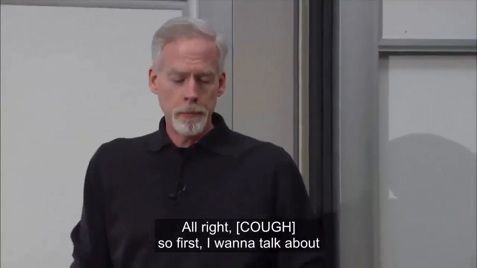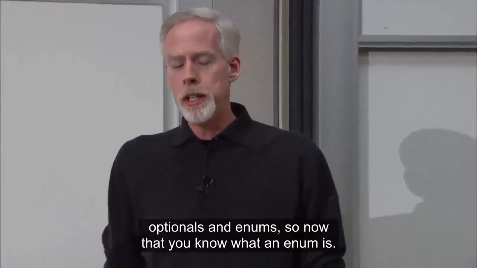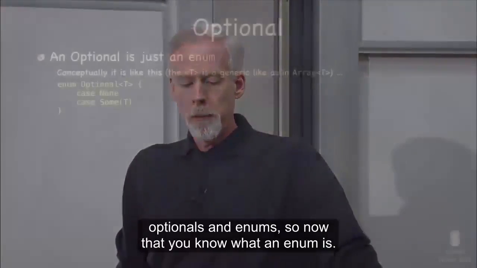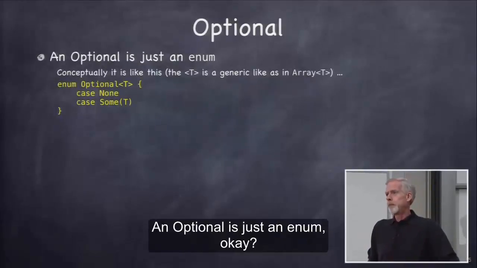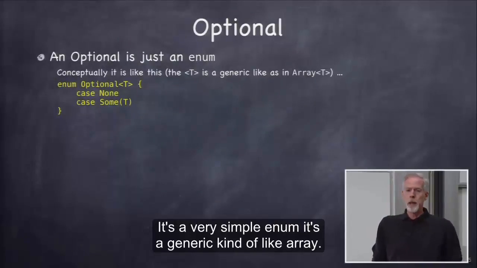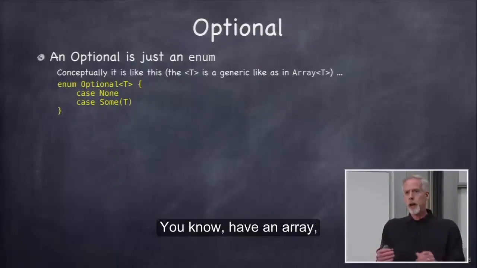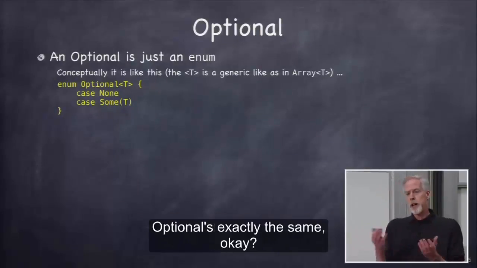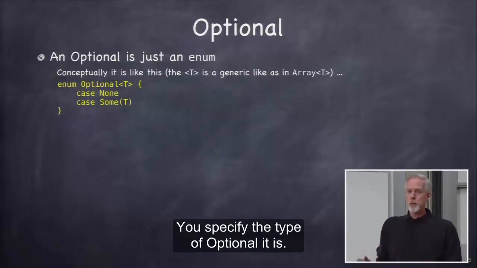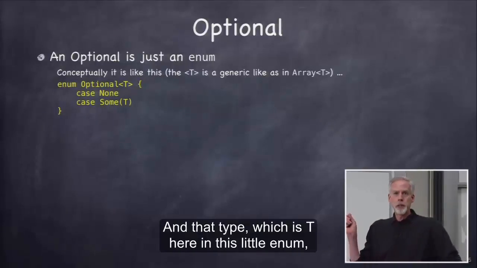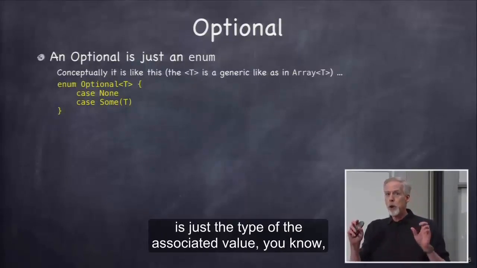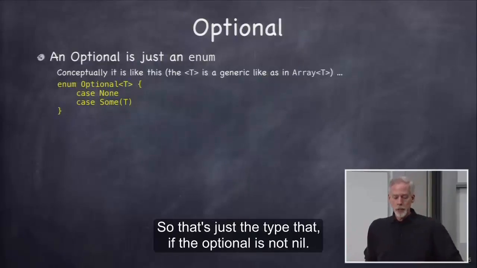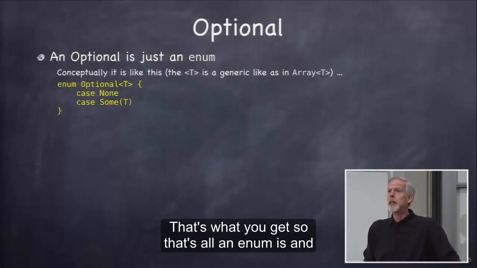All right, so first I want to talk about optionals and enums. So now that you know what an enum is, I can tell you what an optional really is. Okay? An optional is just an enum. Okay, it's a very simple enum. It's a generic, kind of like array. You know how with an array, you specify the type of thing in it. Optional is exactly the same. It's a generic. You specify the type of optional, and that type, which is T here in this little enum, is just the type of the associated value. You know that enums can have associated values. So that's just the type that, if the optional is not nil, that's what you get.